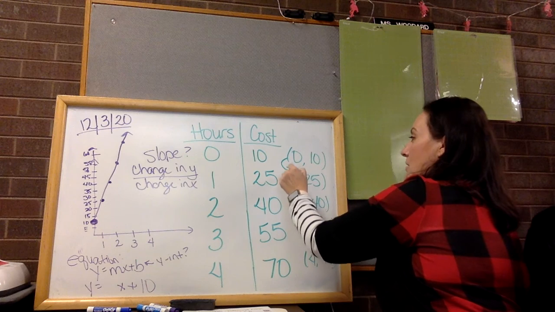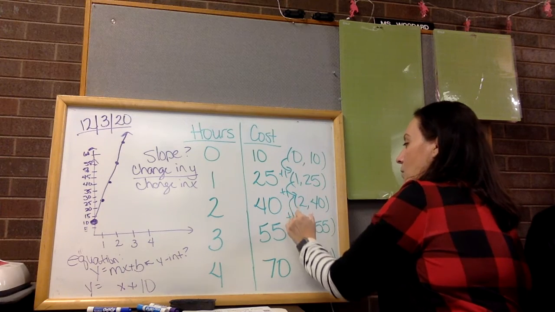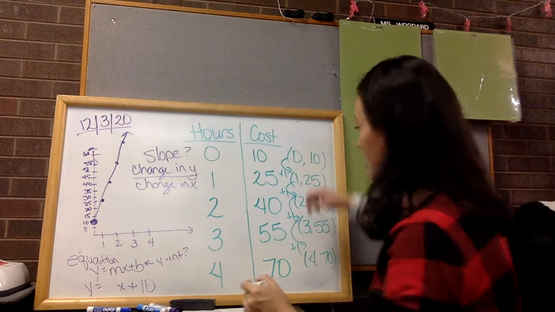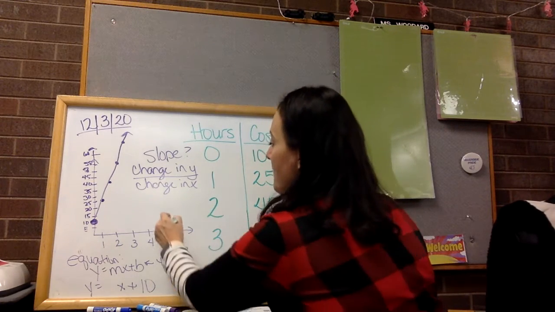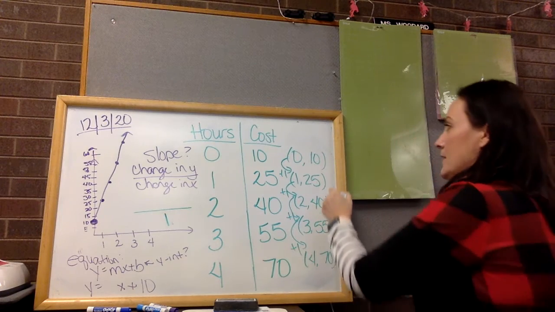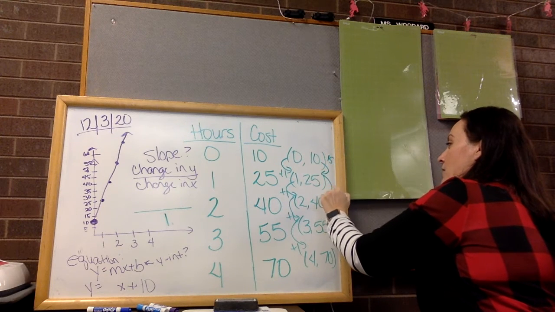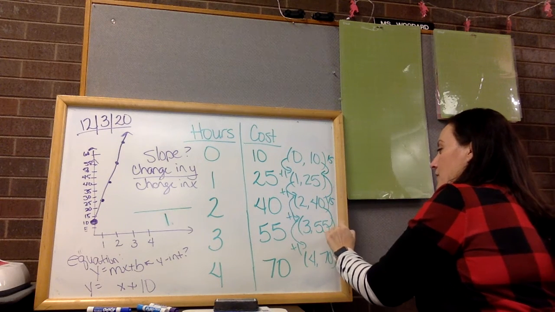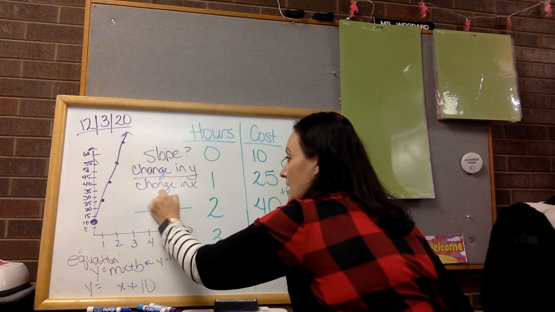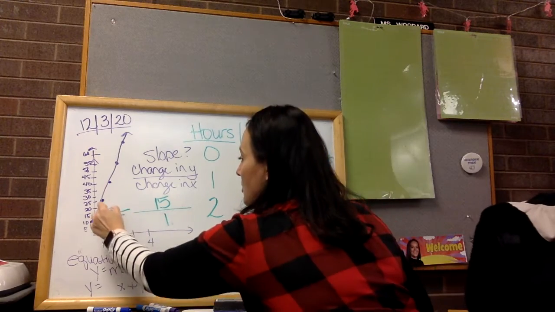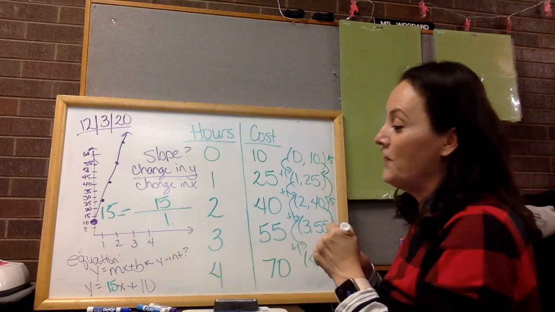If I come over here, just notice that to go from 0 to 1, 1 to 2, 2 to 3, 3 to 4, all I'm doing is adding 1, adding 1, adding 1 all the way across. So the change in my x coordinates is 1. Now the change in my y coordinates, 10 to 25 is 15. 25 to 40 is 15. 40 to 55 is 15. 55 to 70 is 15. So this is still 15. 15 over 1 reduces down to just 15. So I still have 15 as a slope.